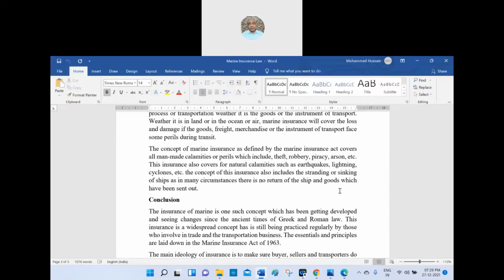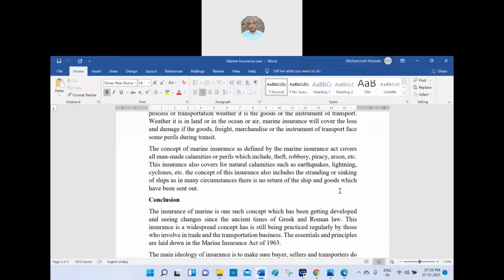So the perils which include theft, robbery, piracy, arson. This is generally not God-made, it is man-made. Am I right? Yes, sir. Theft, a man will do; robbery, a man will do; piracy, sea pirates; arson, yes, they will burn it if they don't pay.